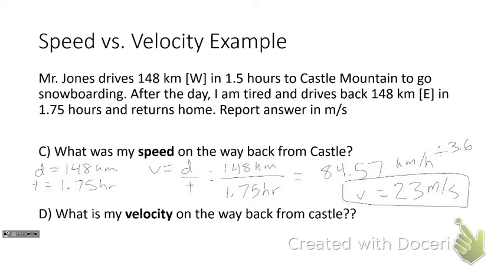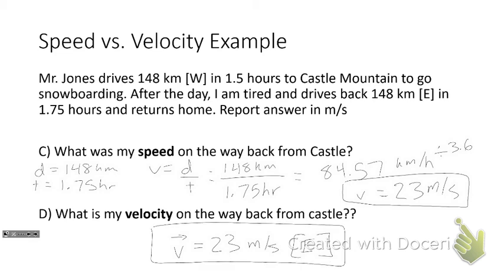So Joanna, what do I have to change to make sure my part D answer is correct? The direction. Perfect, the direction as well, right? Because the displacement and the time is still the same, so we're just going to include the direction, so 23 meters per second. And on the way home, I am going east. Okay? Any questions so far? Feeling pretty good about physics so far?